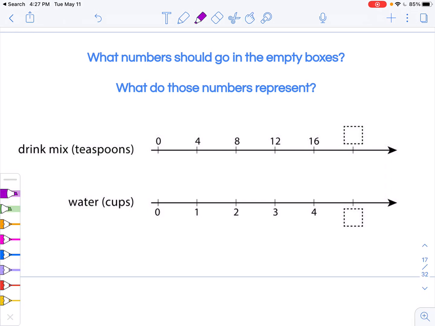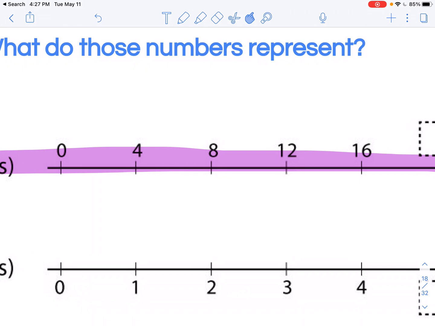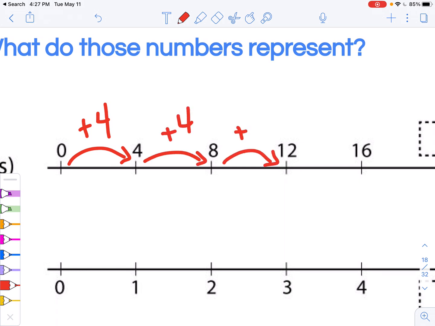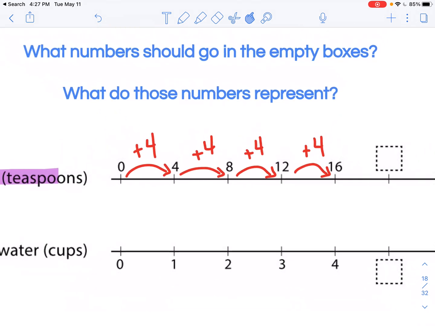So let's just look at the top line for drink mix teaspoons. I notice that the number on top starts with 0. And then it jumps, let's grab red, it jumps to 4. I know that if I add 4 to 0, I'll make 4. And if I add another 4, I'll get to 8. And if I add another 4, I'll get to 12. And if I add another 4, I'll get to 16. So where did this plus 4 come from?